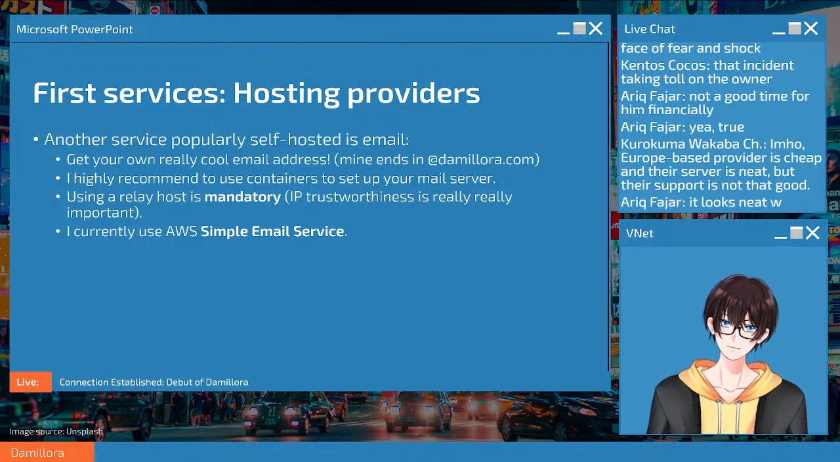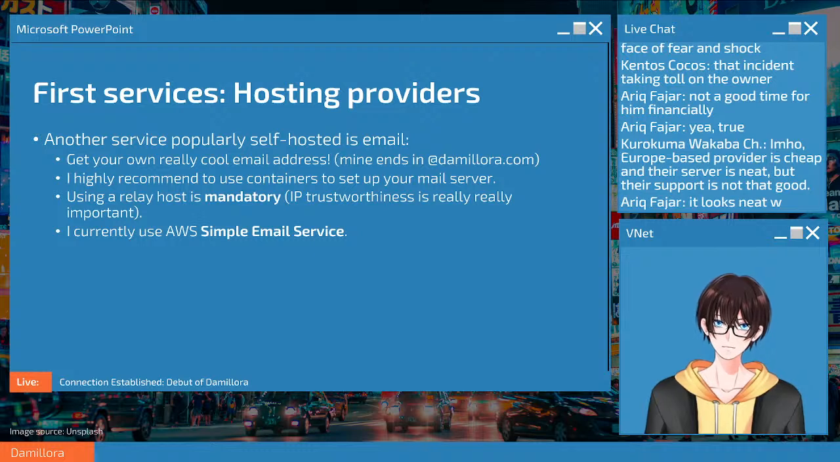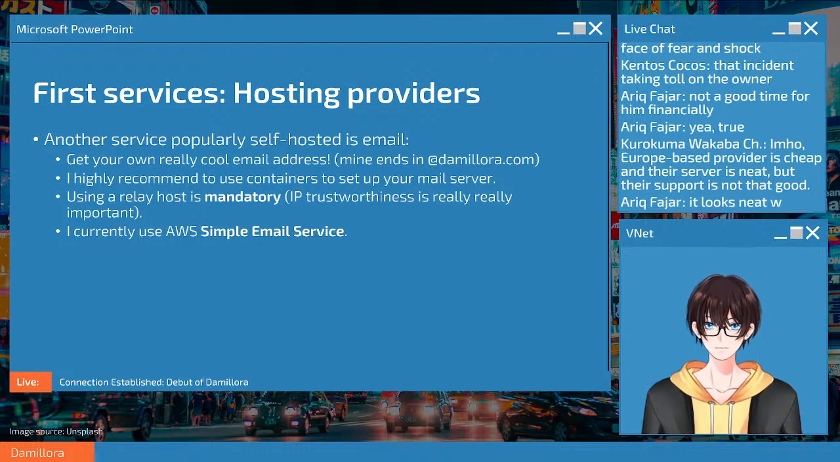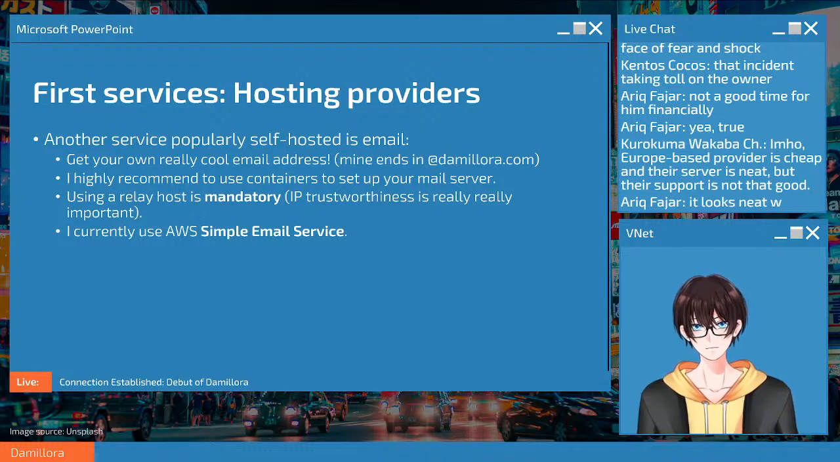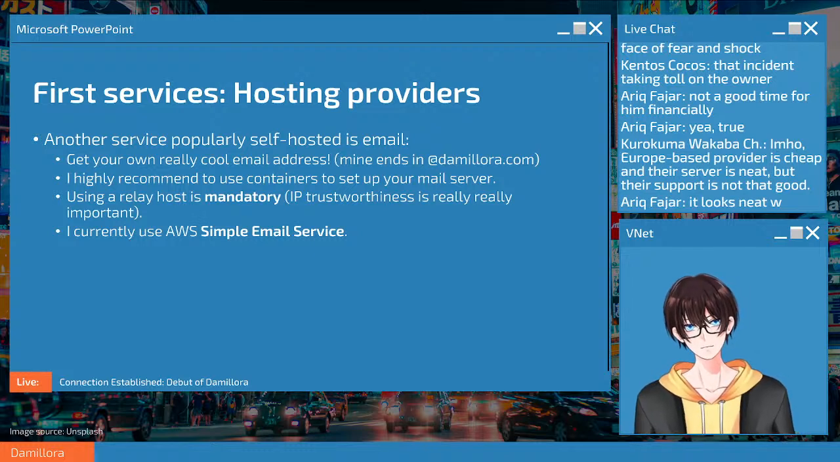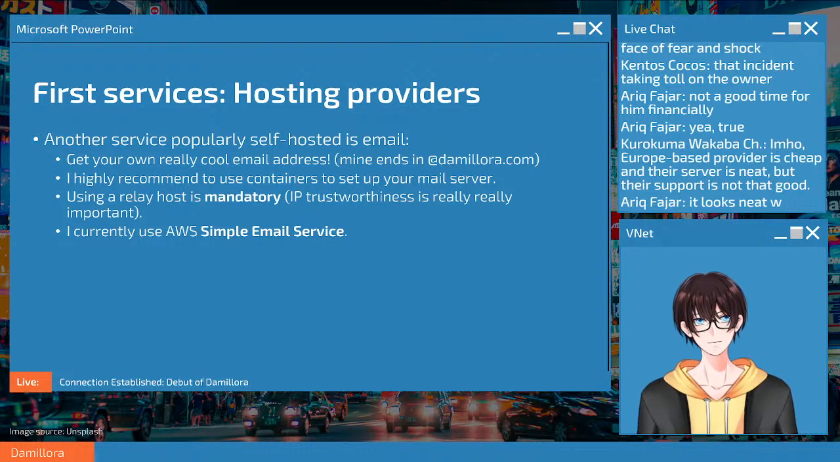And then you must relay your outgoing emails because IP trustworthiness is really important in the email space. You cannot just spin up the server and send emails directly because of the problem of spam. Providers usually block port 25 outgoing to prevent spam, so I have hit that problem multiple times, enough that I started using a relay host for basically everything.